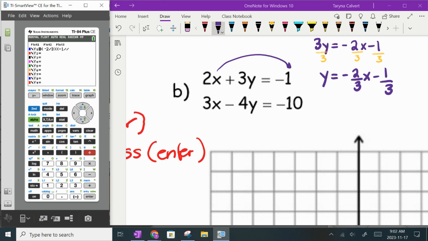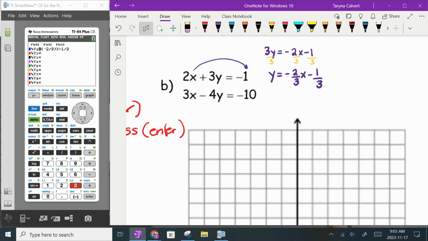Divide by 3. So everybody have that one in their calculator? Yes, yes. Put up your hand if you don't. Okay, so let's do our second one.